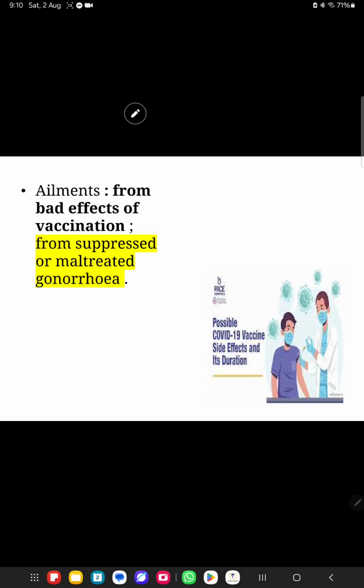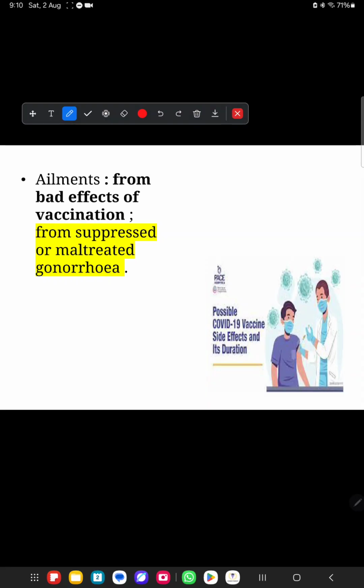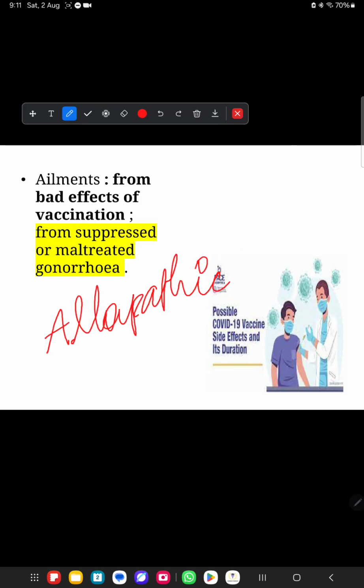Other symptoms: ailments from bad effects of vaccination, from suppressed or maltreated gonorrhea. Suppose the patient is coming to you suffering from some kind of problem, and that patient was suffering from gonorrhea and took some allopathic medicine, after which the gonorrhea was suppressed. After that he develops some complaint, then we can think about this Thuja. But if you are talking about allopathic medicine, this point we can correlate with the Organon of Medicine.